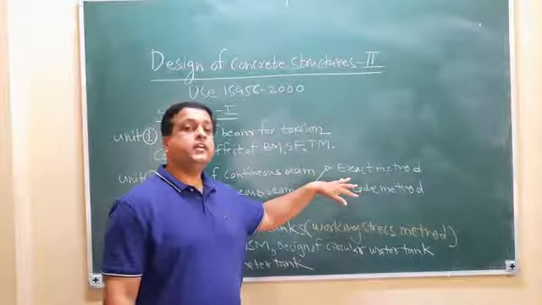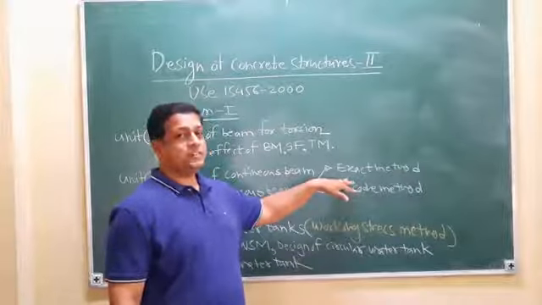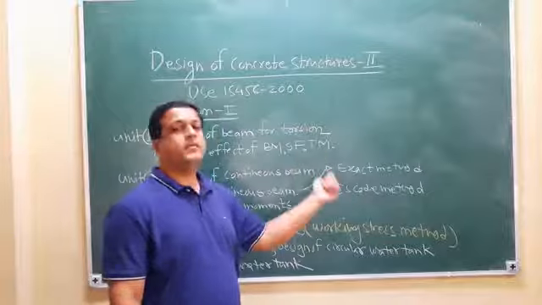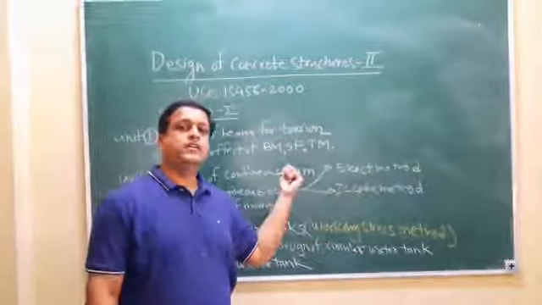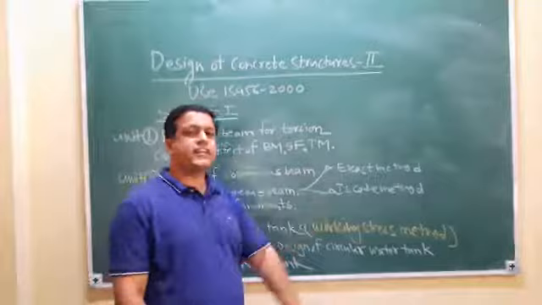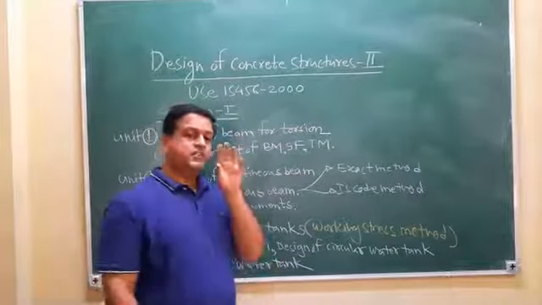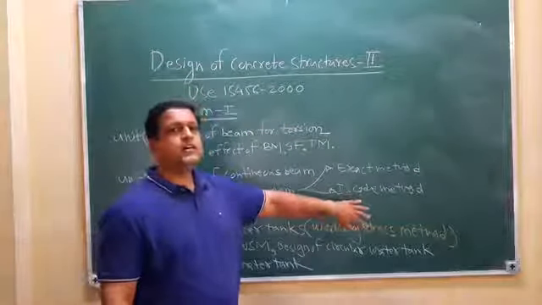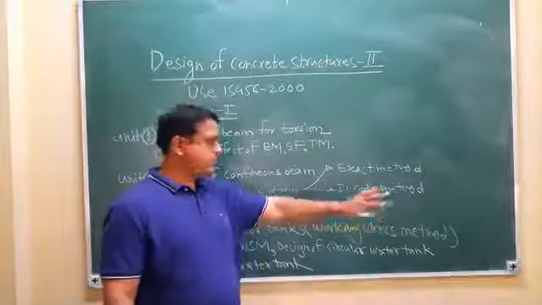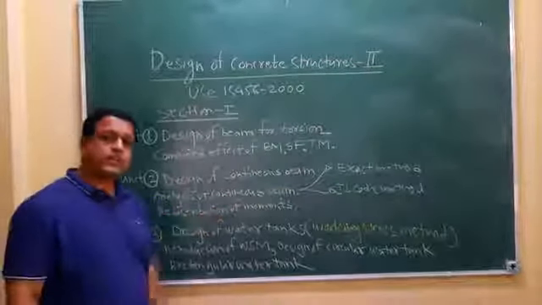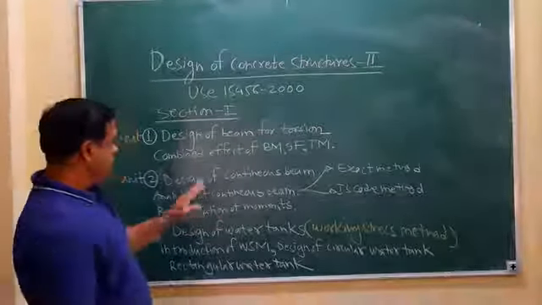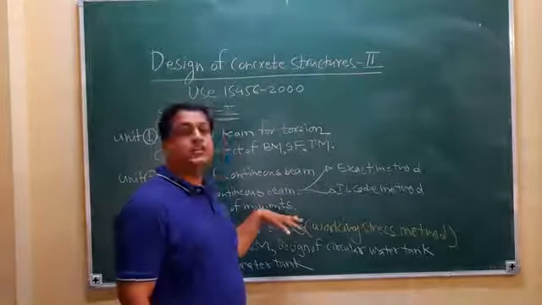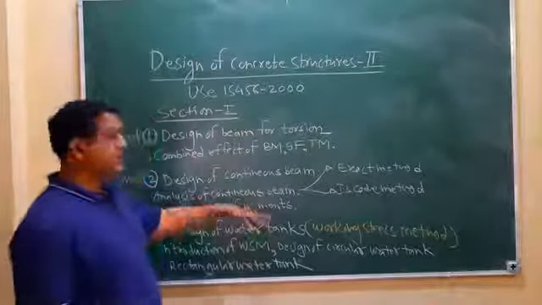Exact methods we already studied in theory of structures. That means moment distribution method, three-moment theorem method, matrix method, and slope deflection method. These are the exact methods. And the coefficient method means one simple coefficient method given in IS 456, clause 22.5. That method you have to use for the analysis, and then you have to design the continuous beam. Now redistribution of moment, I will tell you details about this concept later on.